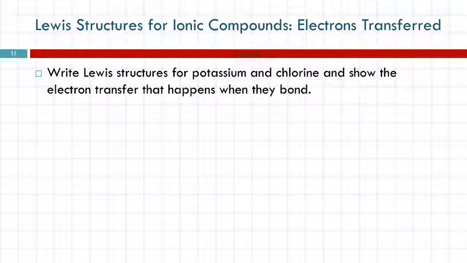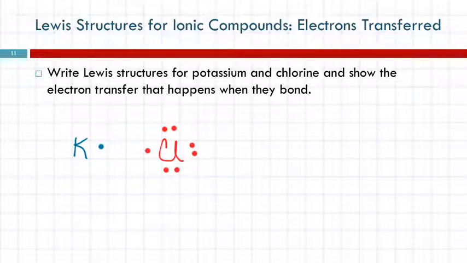So let's look at what happens with potassium and chlorine. Potassium is K, and how many valence electrons does it have? One. And chlorine, Cl, how many valence electrons does chlorine have? 7. 1, 2, 3, 4, 5, 6, 7. So we're going to think in terms of them wanting to have 8 valence electrons.